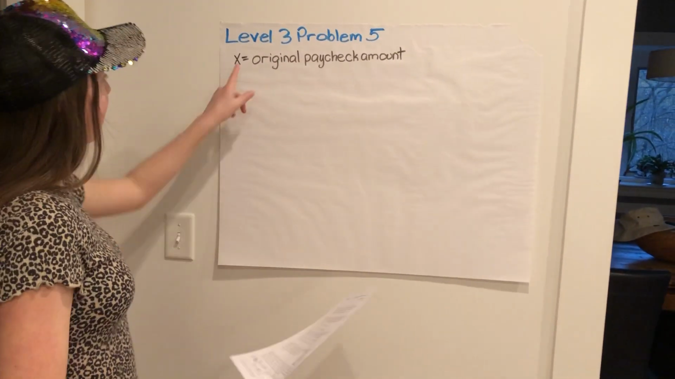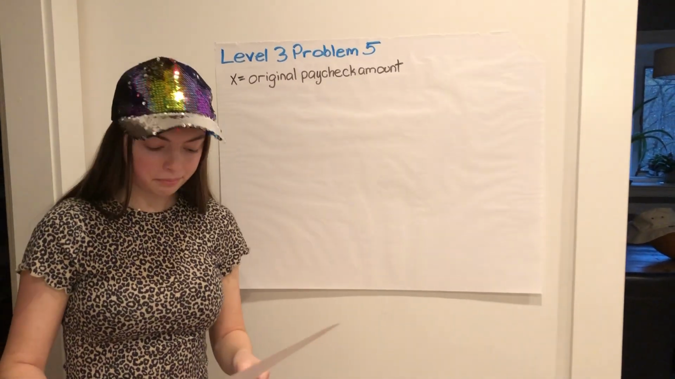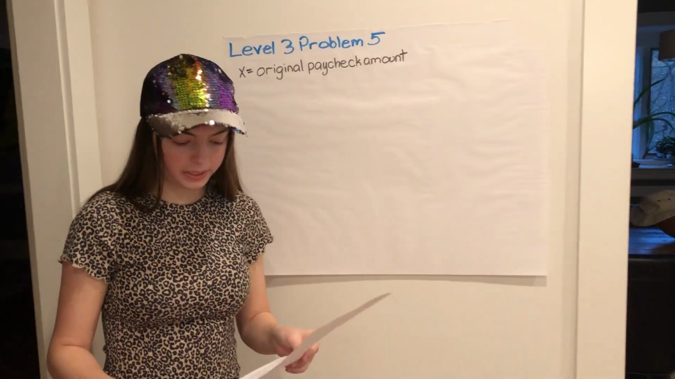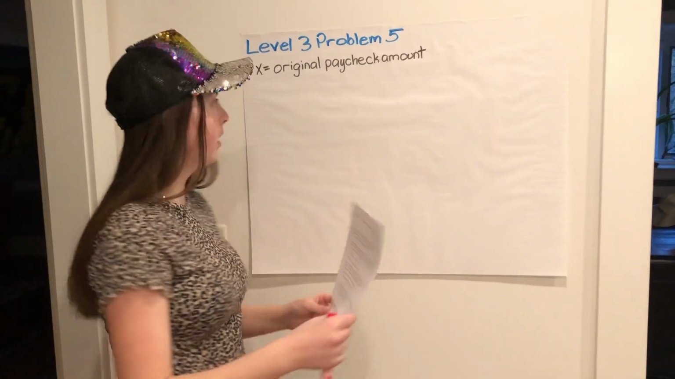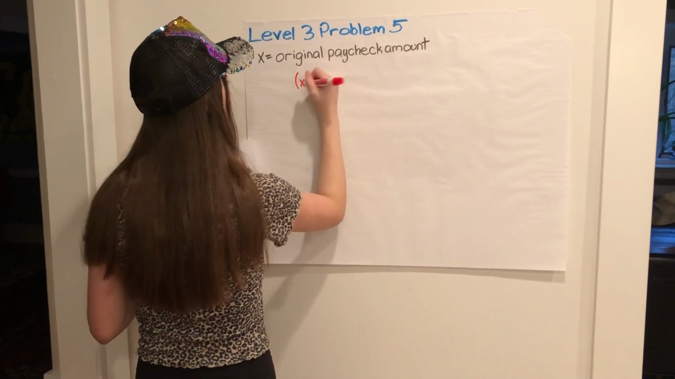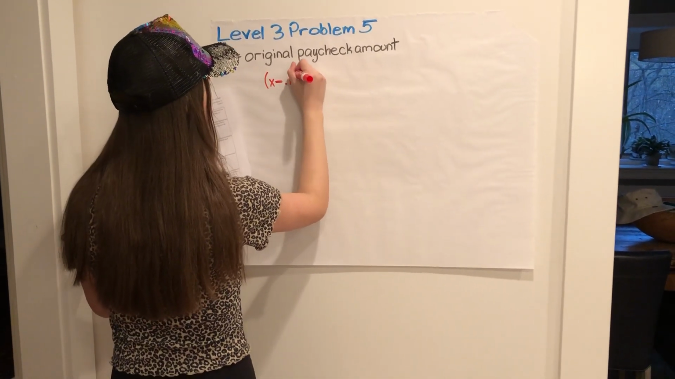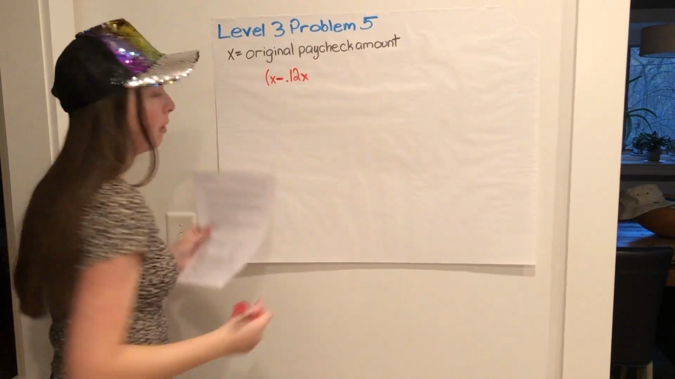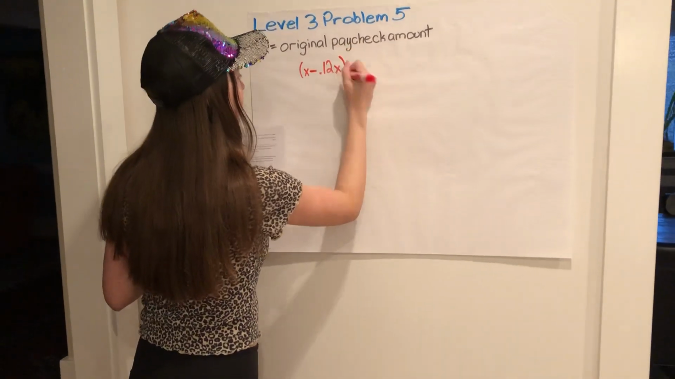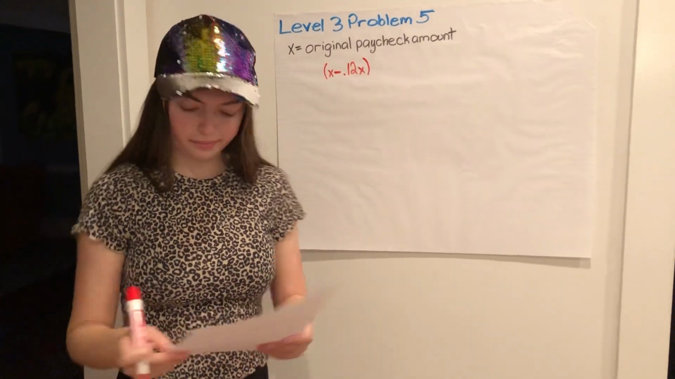So as you can see, I'm going to use X for the original paycheck amount, and we're going to write out an equation. So let's go sentence by sentence. Last month, Sam spent 12% of his paycheck on food. Alright, so if X is the original amount, we're getting rid of 0.12 of X, because 12% can also be written as 0.12 as a decimal. This represents how much is left after he spends 12% on food.